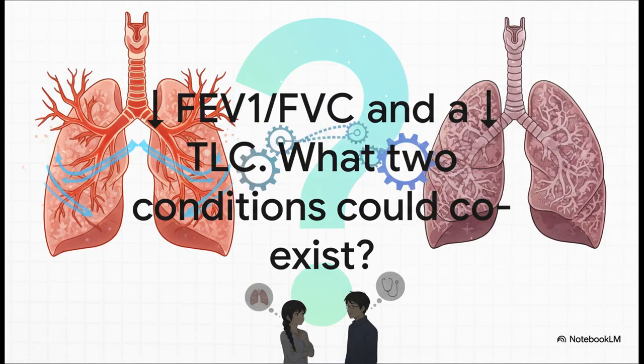So I'll leave you with one final challenge to think about. What happens when the PFTs are giving you a mixed picture? You see a low FEV1/FVC ratio, which tells you it's obstructive. But you also see a low total lung capacity, which tells you it's restrictive. What two conditions could be happening at the same time to create this picture? Think about it. Apply the framework we built today, keep practicing, and you will absolutely crack the code on exam day.